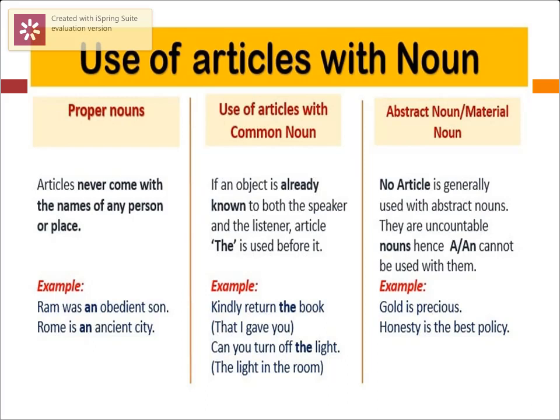In case of abstract nouns, we do not use any articles when you're talking about it in a general sense, like gold is precious, or honesty is the best policy. But if you are actually trying to particularize it, then the article the can be used, but the articles a and an can never be used with abstract nouns since they are all uncountable.